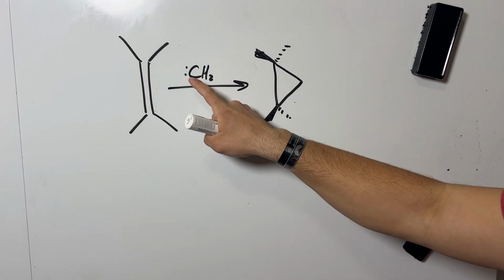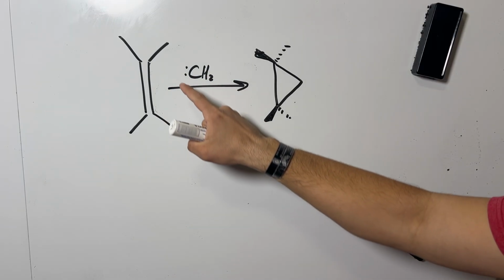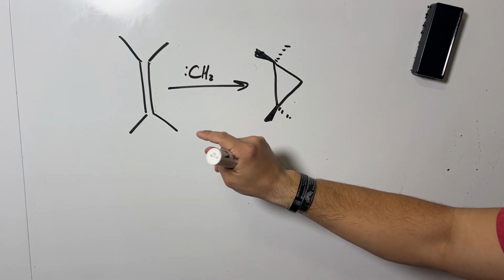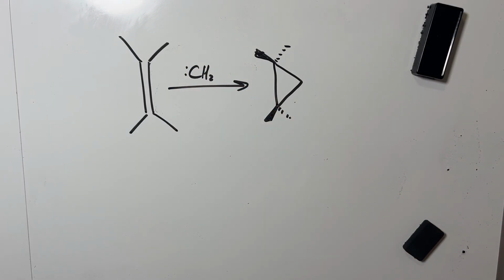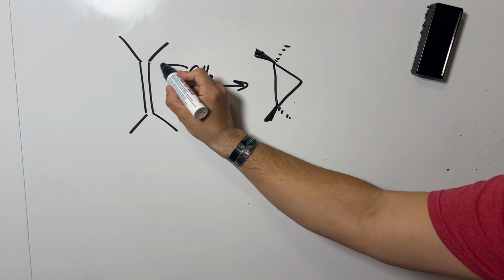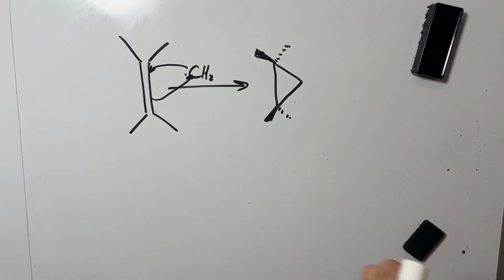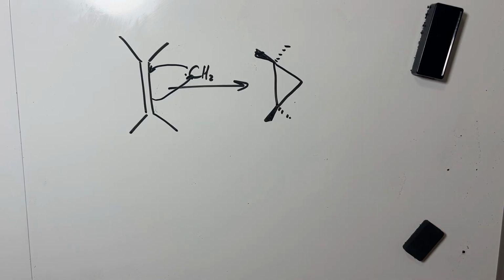A carbene is a carbon species that has 2 unpaired electrons. However, it's neutrally charged. So while there's no charge pushing it around, it does not have a filled octet. So it is very reactive and it's looking for those electrons. So what it does is it adds to this electron-rich pi bond, which then attacks back, and we form our cyclopropane. So how do we get a carbene?